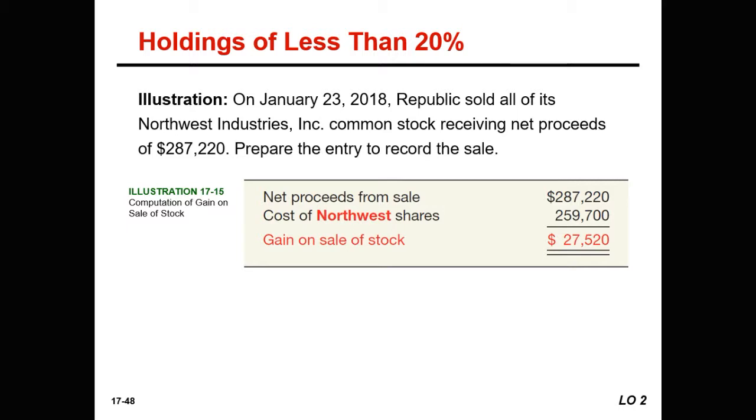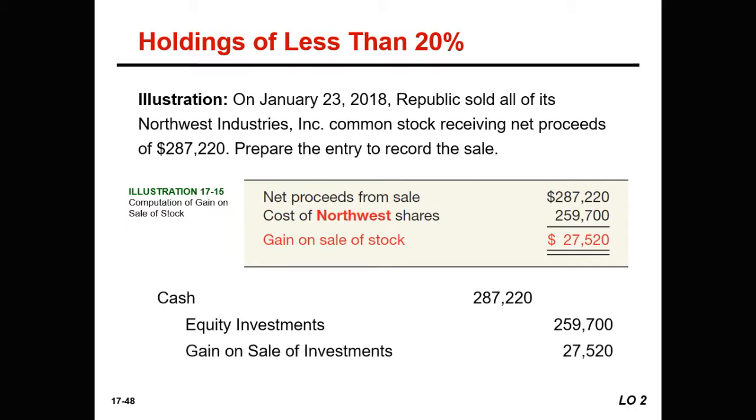We received $287,220 against the cost of $259,700, representing a gain on the sale of the stock of $27,520. We recognize the receipt of cash. We reduce our equity investments by the $259,700 that the Northwest shares cost us. And then we recognize a gain on the sale of investments of $27,520.